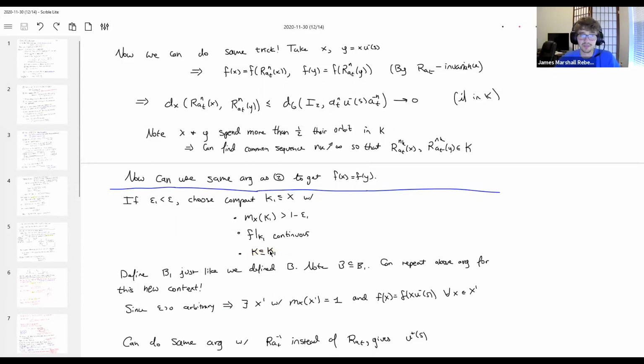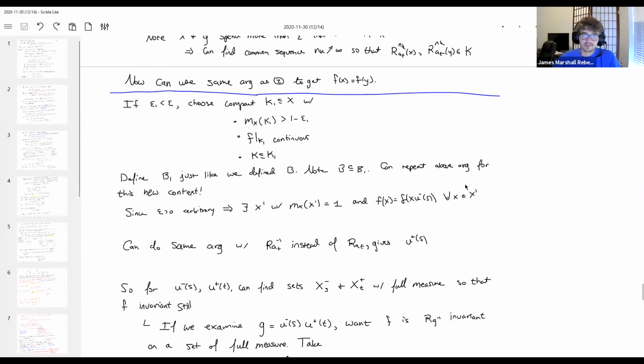Then you can define B1 just like you define B. And then notice that B will be contained in B1, and you can repeat this argument for the new context. So you get that it also holds in this bigger set. And so you can keep going like that, and since it holds for epsilon bigger than 0 arbitrary, you get that there exists an X prime, a capital X prime, with the measure of this X prime being equal to 1, and you have this u minus invariance for all x in X prime.